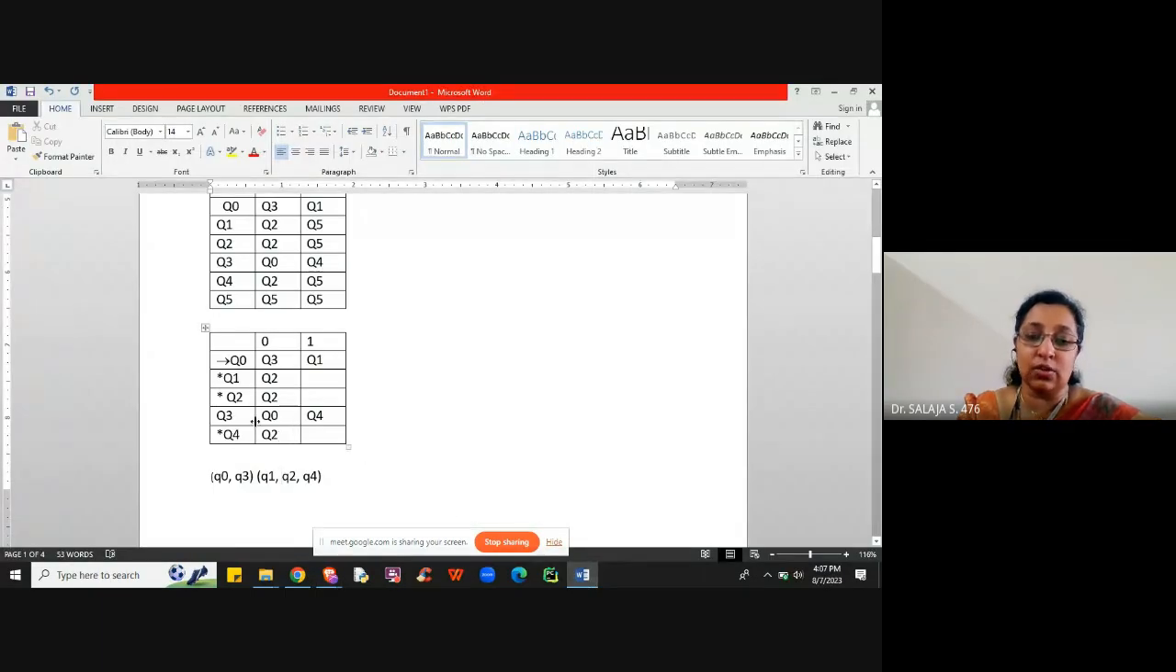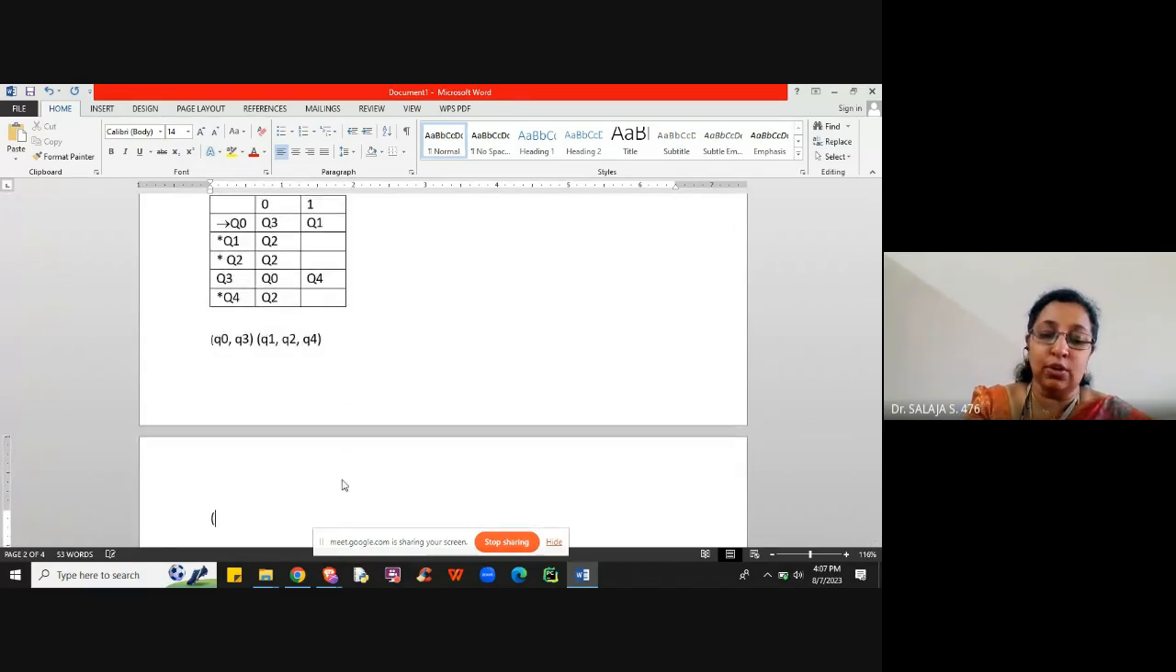It is indistinguishable because both of them move on to the same group. So what we'll do is we'll make it as Q03, because both Q0 and Q3 are indistinguishable. So we'll combine it into one single state. And the other one is Q124, because I have combined all the three states into one single state.